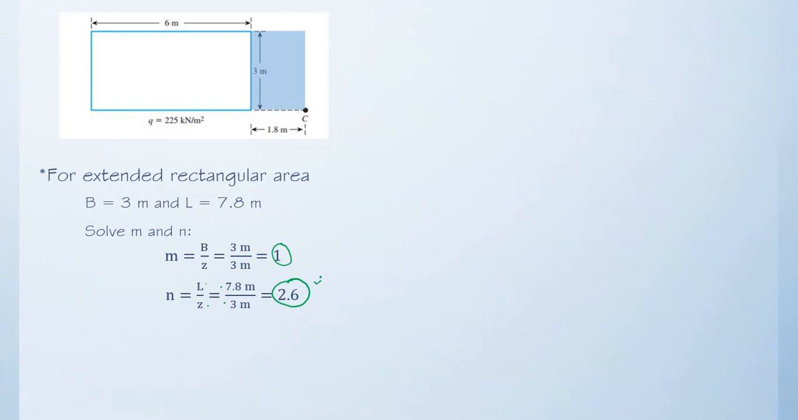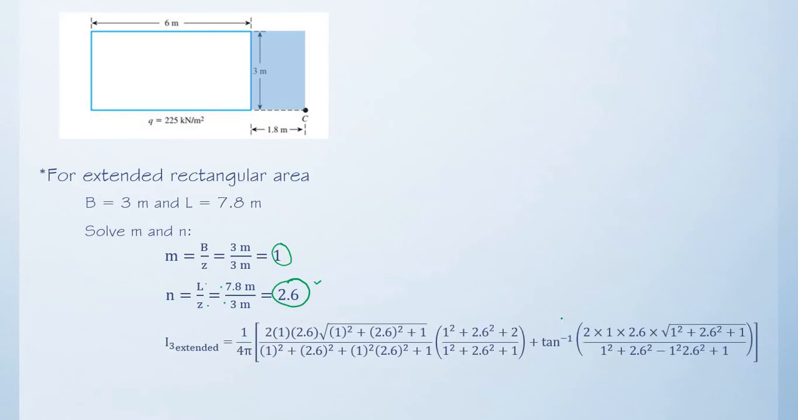Since this value is not in the table, let us use method 1, which is the equation for solving the value of I, taking into consideration that the terms in arctangent should be in radians. Simplifying, I3 is equal to 1 divided by 4 pi multiplied by the quantity 1.105 plus 1.442. I3 is 0.2026. Let us now consider the imaginary rectangular area that was introduced.